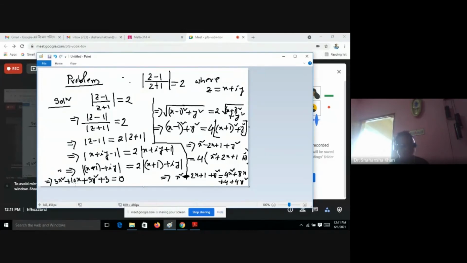So find the center. What is the center of this circle, sir? What is the center of this? Then what is the center of this, please? Find the center of the circle.